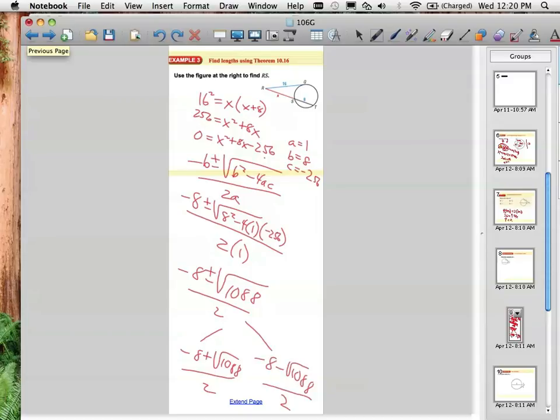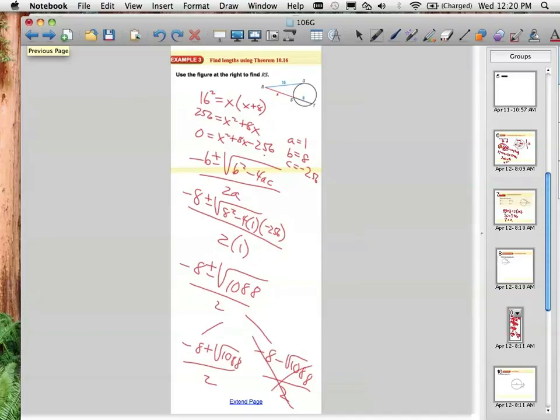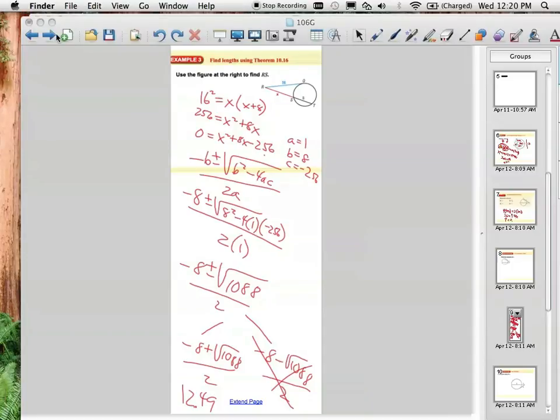So we get negative 8 plus the square root of 1088 over 2, and negative 8 minus the square root of 1088 over 2. What's wrong with the second answer right away? It's going to be negative, right? A negative length, that's cheating, there's no such thing. So negative 8 plus the square root of 1088 divided by 2, you can get 12.49. Is that right? Okay, that's good. You're not going to get a problem like that. x plus 12.